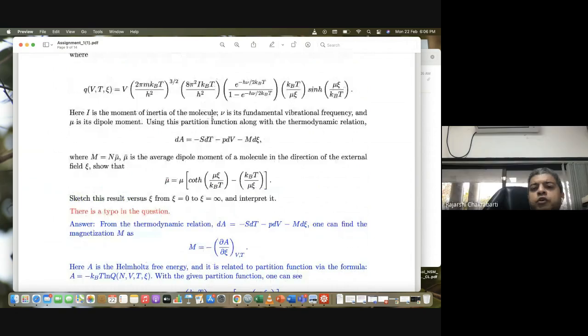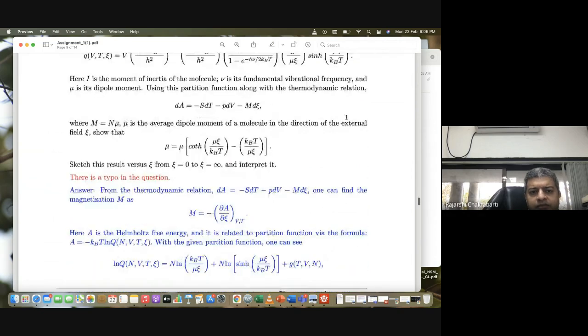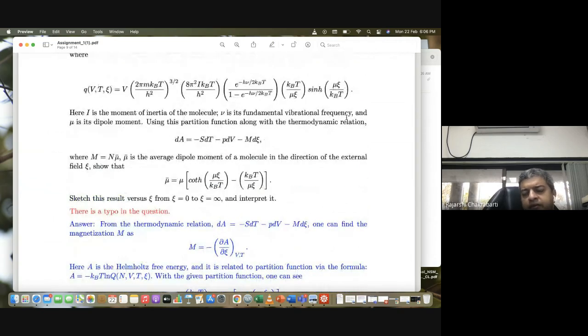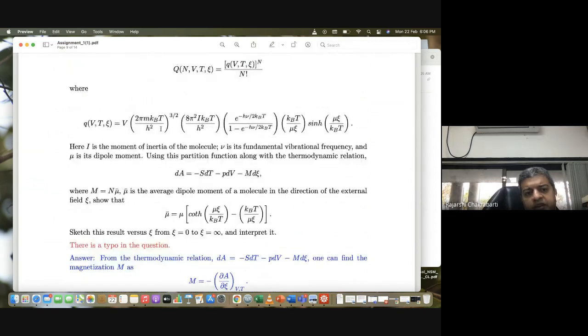Before you proceed, just look at it. You can clearly see this is the partition function: this part is translation, this is rotation, this is vibration, isn't it? But this part has to be coming from the electric field. We'll see what that is. It's not a magnetic system, it's a dipole molecule, so it will align with the electric field. So this is the partition function in the presence of an electric field for this diatomic system.